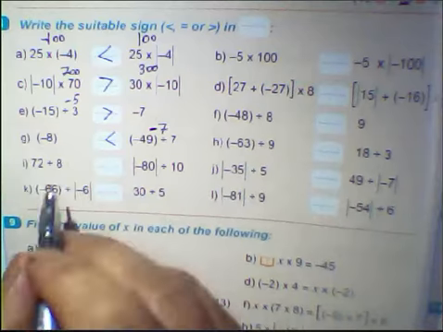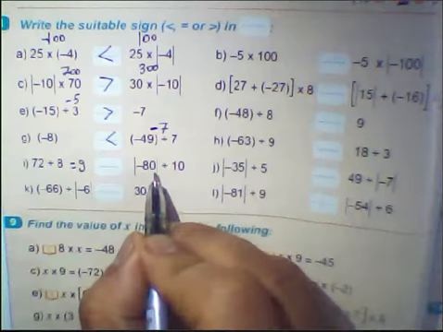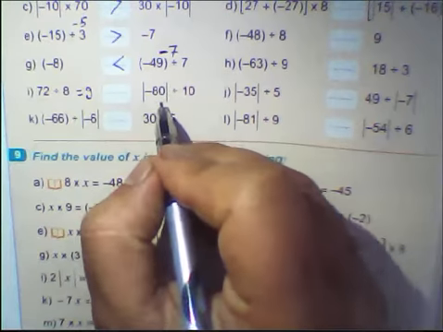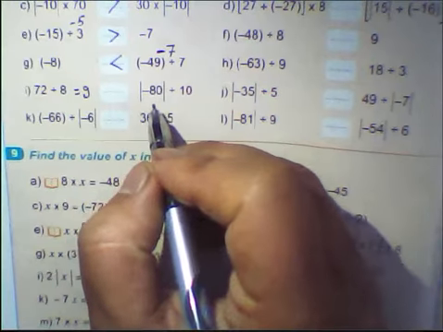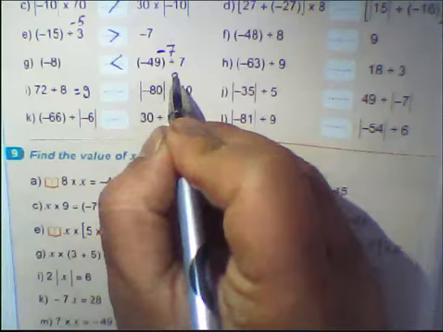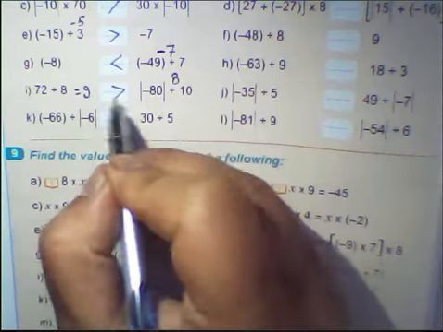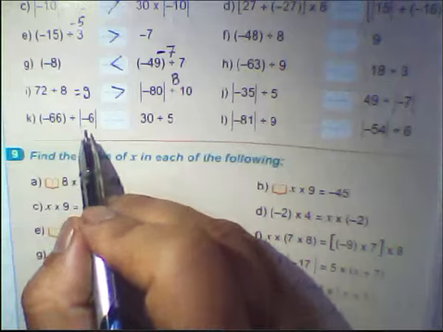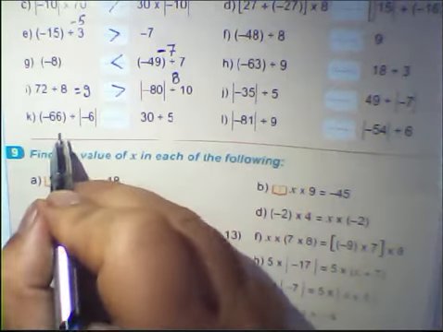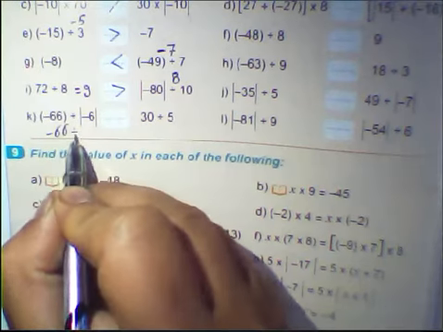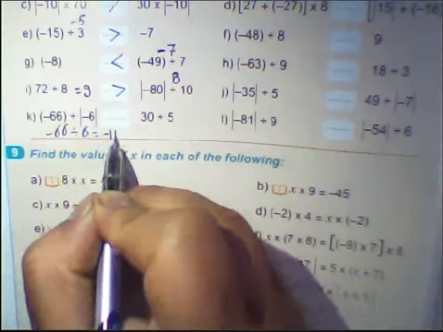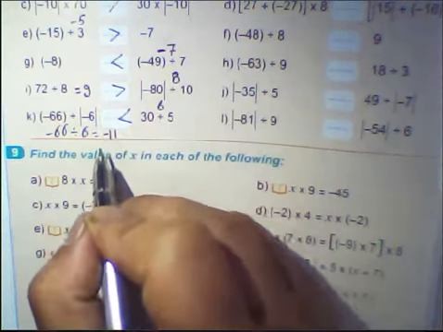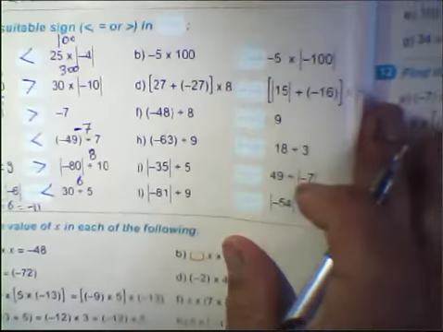72 divided by 8 equals 9. The absolute value of negative 80 divided by 10 equals 8, because the absolute value of negative 80 equals 80. 80 divided by 10 equals 8. So 9 is more than 8. Negative 66 divided by the absolute value of negative 6. It will be negative 66 divided by 6 equals negative 11. 30 divided by 5 equals 6. So we must write less than, because negative 11 is less than 6.